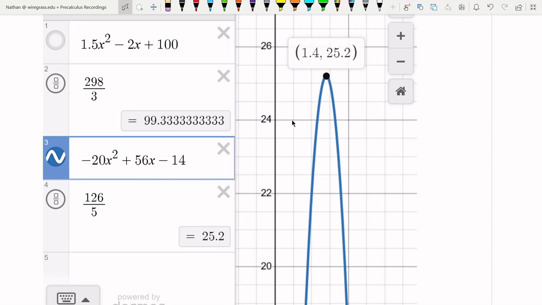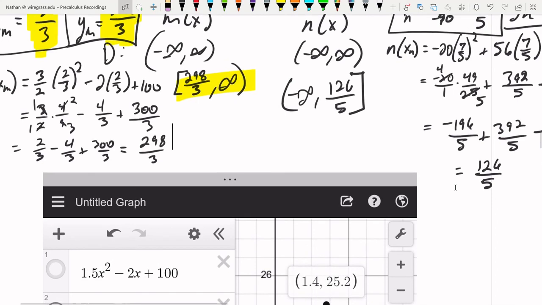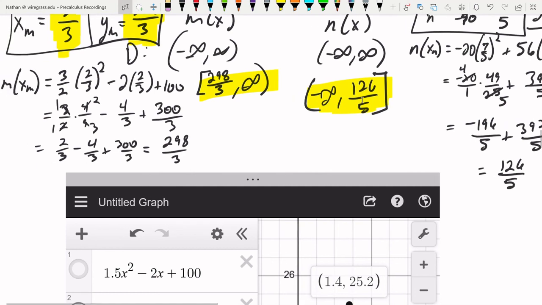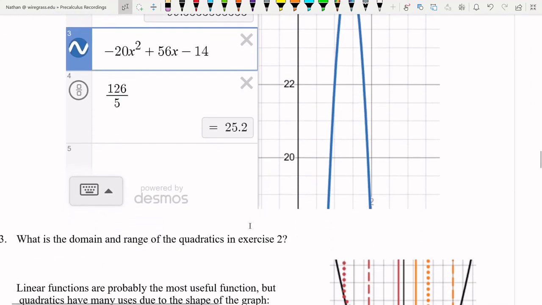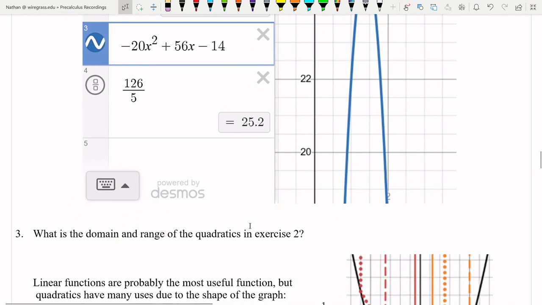We know a was negative, so this is going to be the maximum value. Everything below it, that's what I've shown here. And this is a maximum value, and everything below it is in the range. Okay, give it a try in number 3.